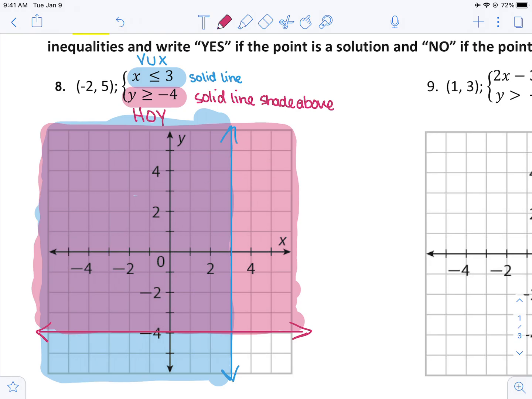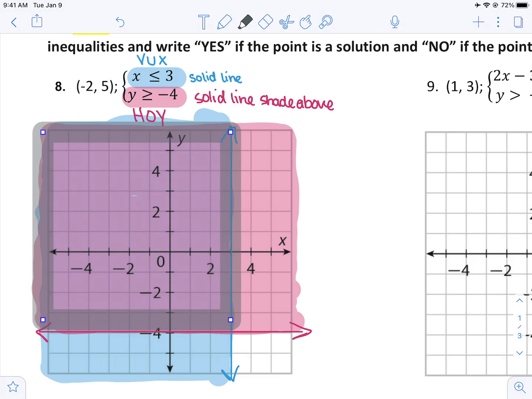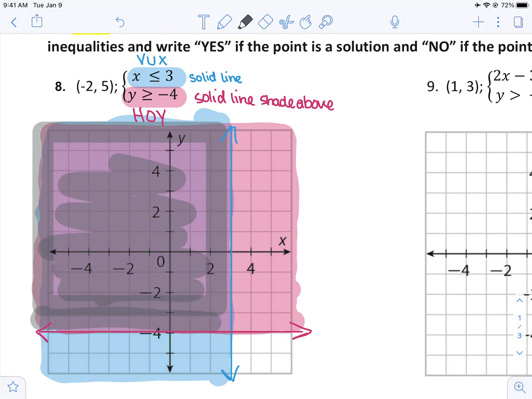Okay, so again, the goal of all of this is to find that common shaded area where it's that darker purple. So I'm going to just outline it in gray. So this is that common area. We're looking for a point that can fall anywhere in between that area. Now, these are able to fall on the line. Let me undo that. There we go. So again, it's able to be on the line for this one because they're both solid lines. So we want this little shaded area right here.